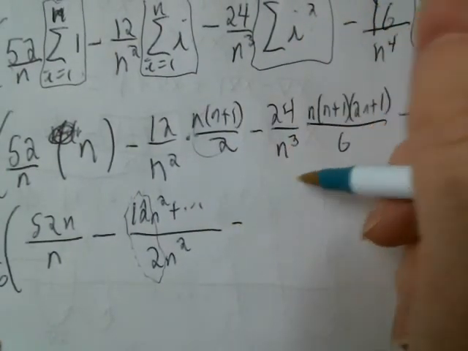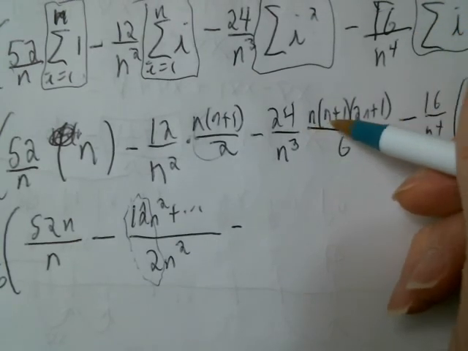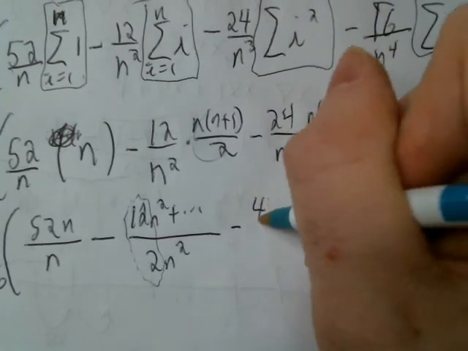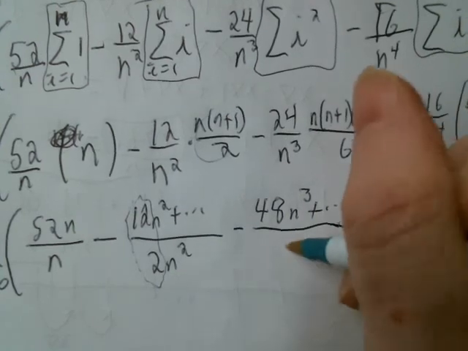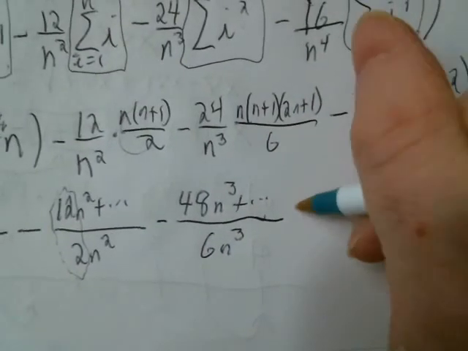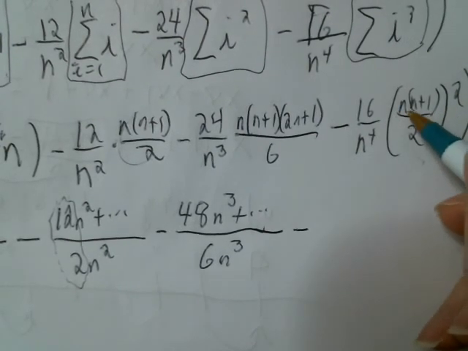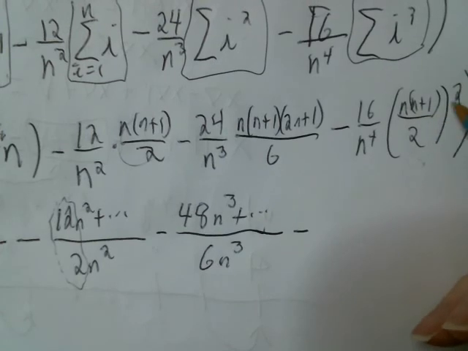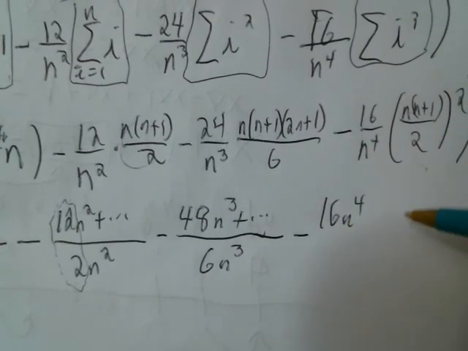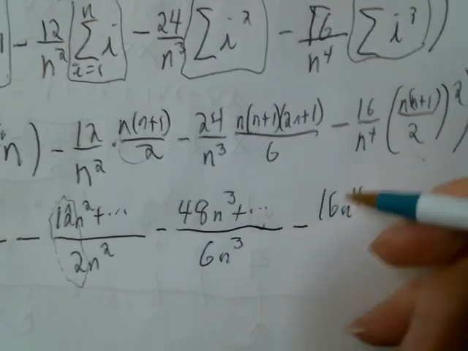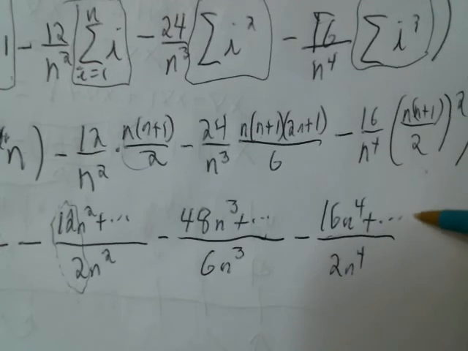Okay? And then minus, we have to be a little more careful here. The leading coefficient in the numerator is 24 times n times 2n. So it's actually 48 times n cubed plus some business all over 6n cubed. Okay? Then minus the leading coefficient of this thing, if you distribute and then FOIL, is going to be an n to the fourth times 16, so 16n to the fourth. And if you don't believe me, FOIL it out and figure it out for yourself, right? And then it'll be all over 2n to the fourth plus a bunch of business.